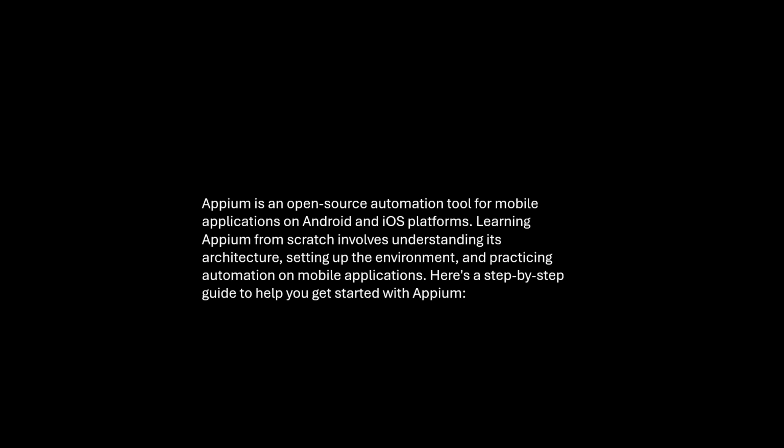Our topic of discussion is Appium, which is used in mobile automation. Appium is an open source automation tool for mobile applications on Android and iOS platforms. Learning Appium from scratch involves understanding its architecture, setting up the environment, and practicing automation on mobile applications. Here's a step by step guide to help you get started with Appium.